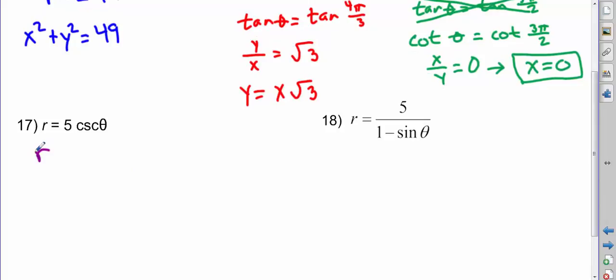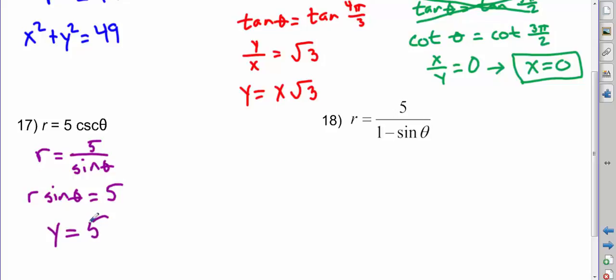Let's look at number 17. I'm going to rewrite this cosecant to be 5 over the sine of theta, so I'm just changing cosecant to its reciprocal function. And hey, I don't like the fractions, so let's get sine of theta to the other side with some multiplication. And whoa, what just happened here? Are you seeing it? What's r sine of theta? Yeah, you're right. It's 5. That worked out pretty nice, didn't it?